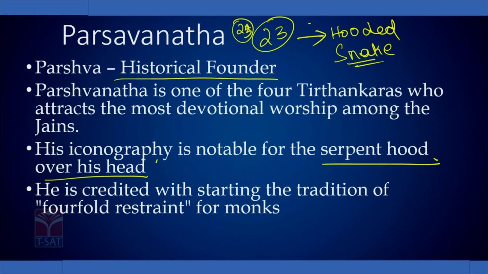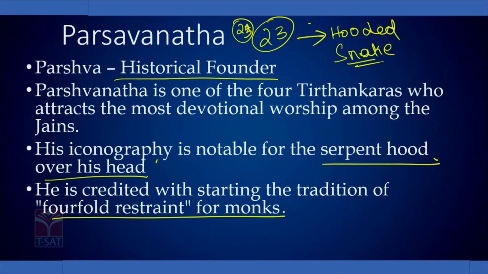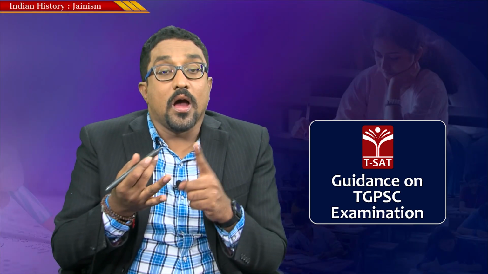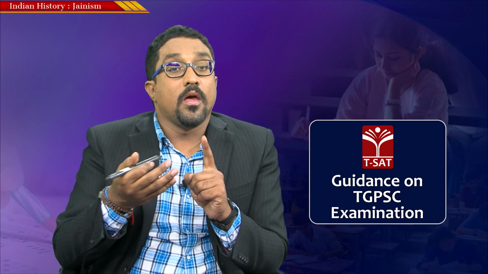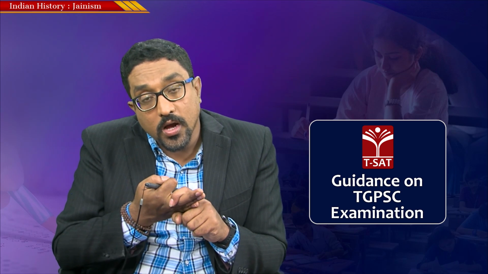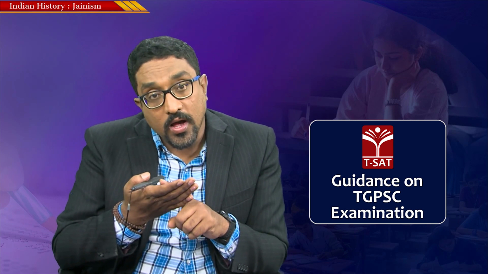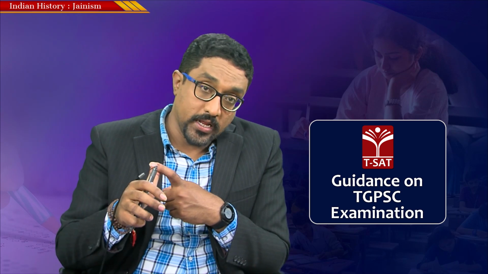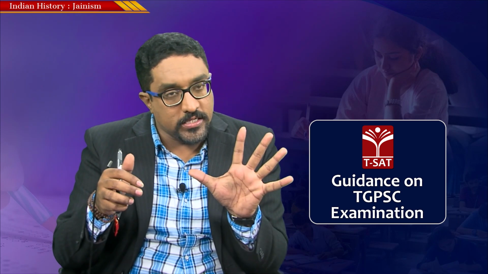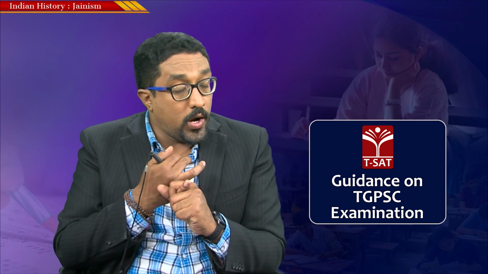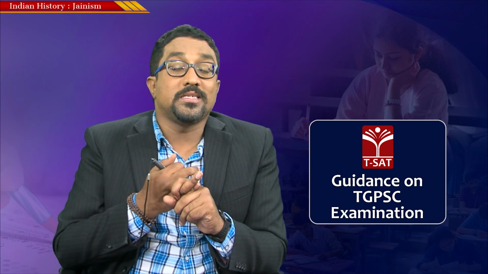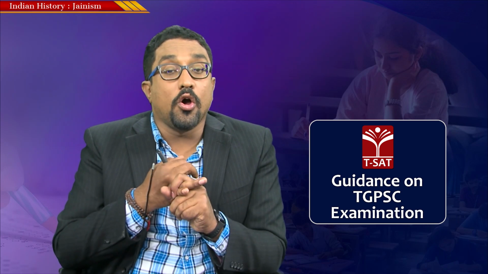He is credited with starting the tradition of the 4-fold restraint for monks. Jainism gives 5 rules for monks: ahimsa, asteya, aparigraha, satya, brahmacharya. So, there are 5 rules in Jainism. Ahimsa, non-violence. Asteya means not to steal.